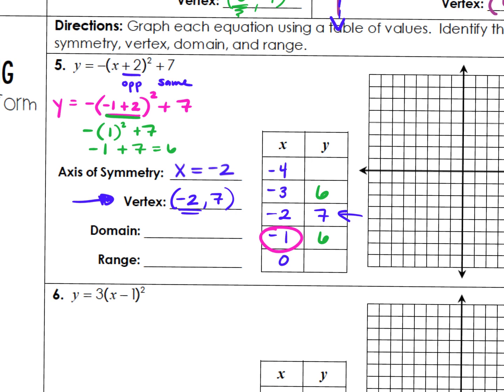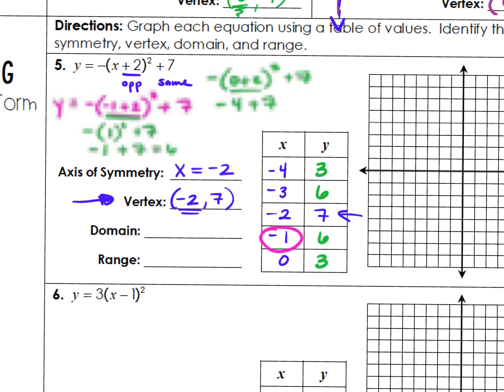Okay, what if we plug in a 0? The opposite of 0 plus 2 squared plus 7. Again, plug it into your calculator how you see it, or do the mental math. 2 squared is 4, so the opposite of 4 plus 7 is what? 3. That means this one also is a 3.